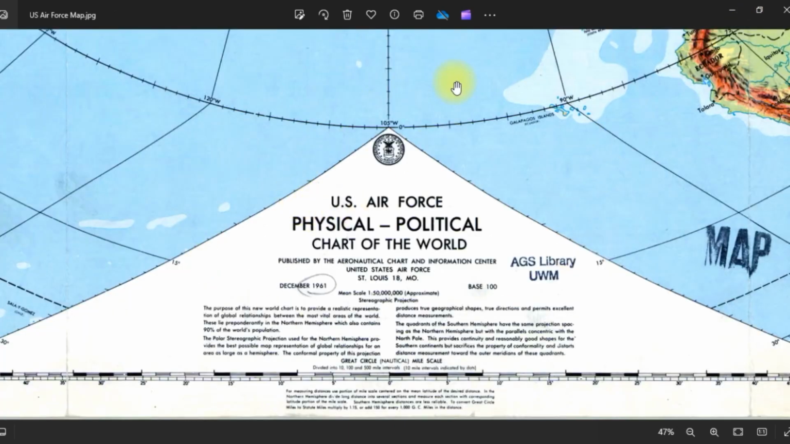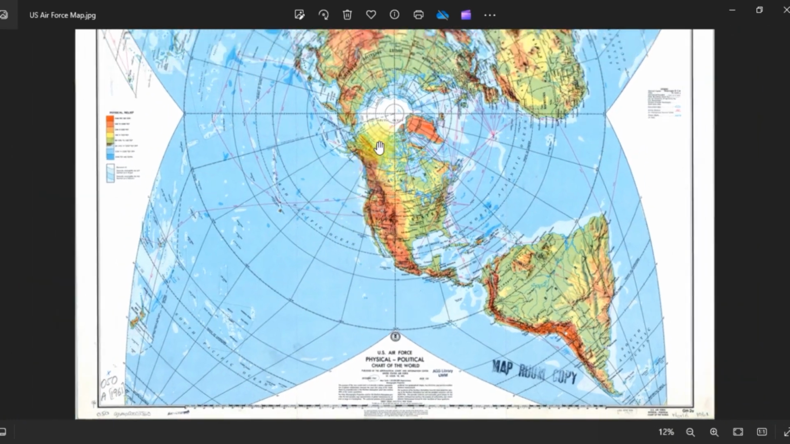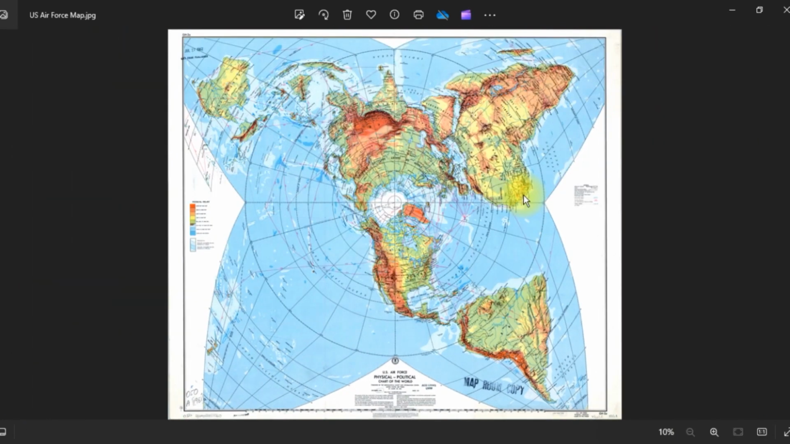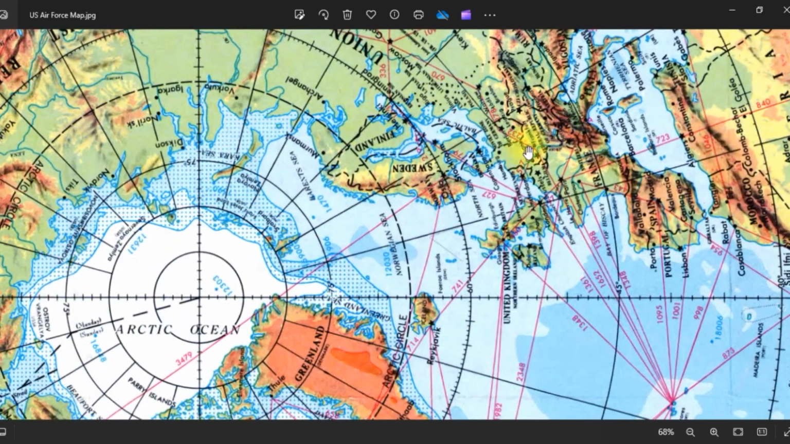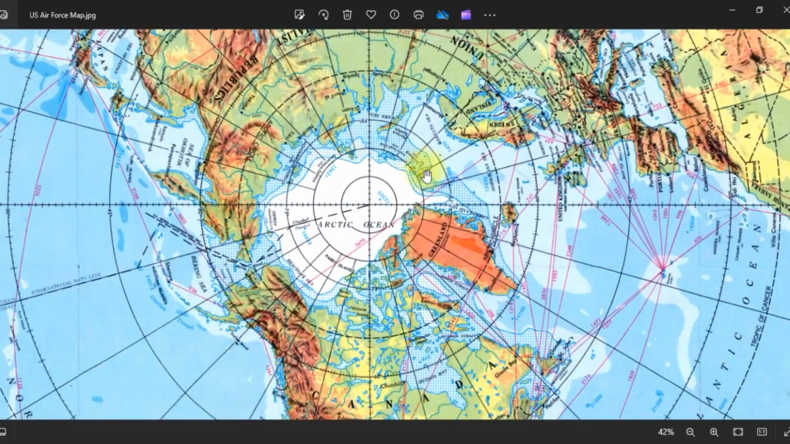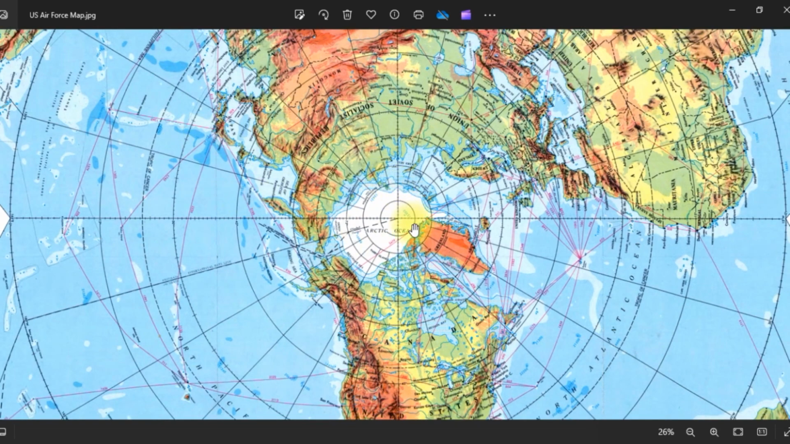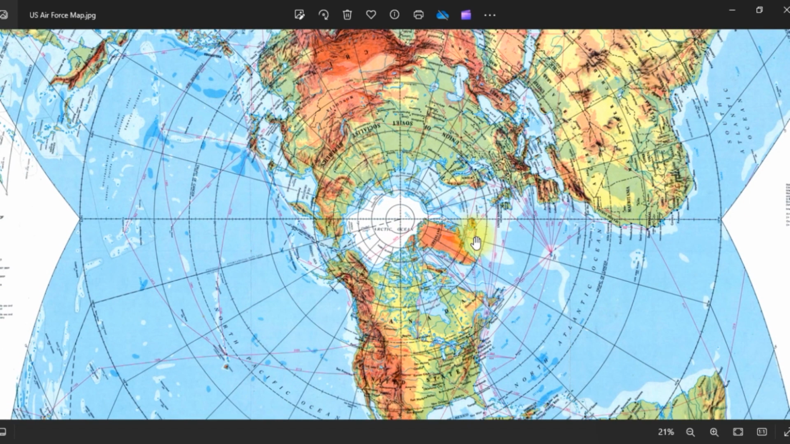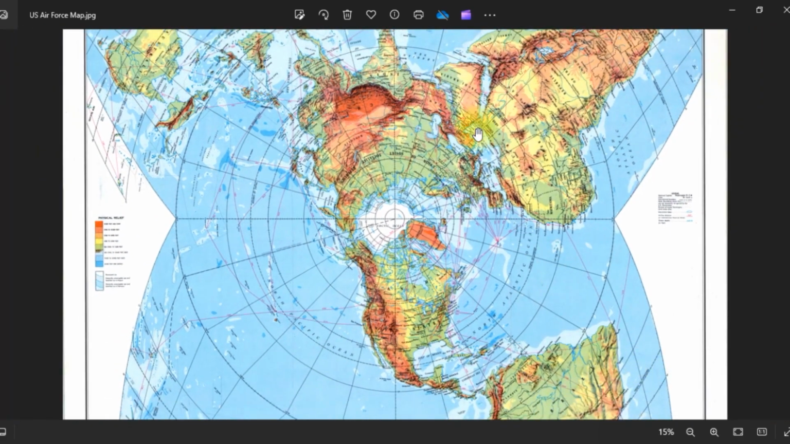One more thing before we close. U.S. Air Force Physical Political Chart of the World. This is a very interesting map for 1961. It's basically the flat Earth map. I'm going to make it available for downloading. I have it in quite good resolution, so it will be available for downloading if you want. But it's very similar to the 1943 air map of the world, which is a flat Earth map, and very similar to the Gleason's map as well.